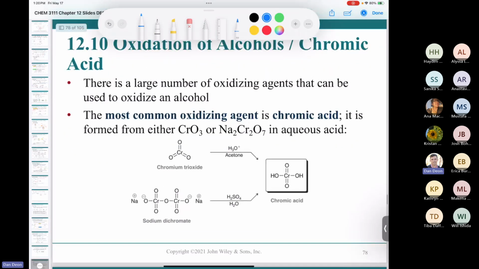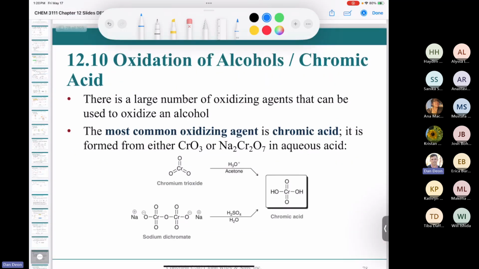All right, so with that in mind, let's talk about what the oxidizing agents are. I think we learned about 5, maybe 6 different oxidizing agents in this class. All right, so let's get started. Let's take our journey through our oxidizing agents. It says there are a large number of oxidizing agents out there that can be used to oxidize an alcohol. But the most common one is chromic acid.